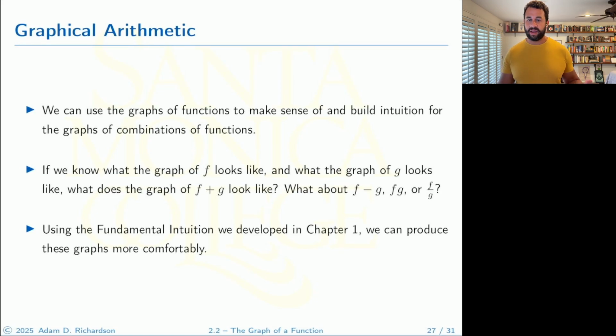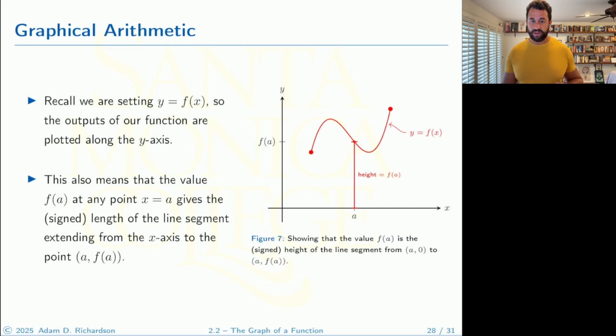And that's where we start talking about what's called graphical arithmetic. We can use the graphs of these functions to make sense of and build intuition for the graphs of these combinations. All we're really going to do is rely on the fundamental intuition that we talked about in chapter 1: the meaning of addition, subtraction, multiplication, and division. You can literally take these graphs and do those operations to them, and that will give you the picture of the resulting graph.